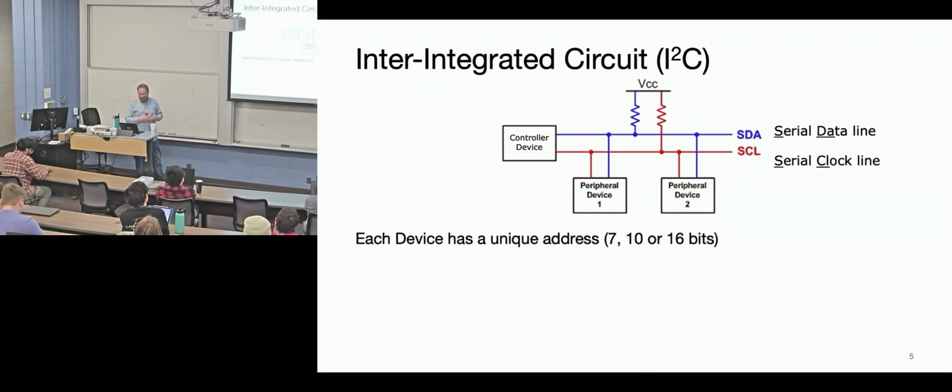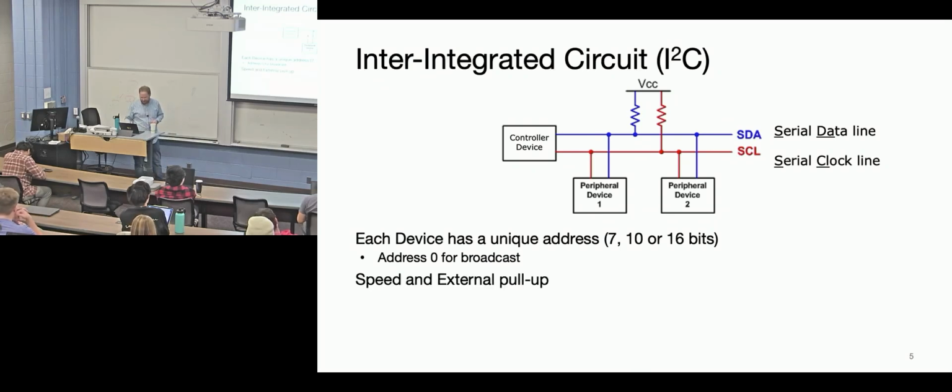So these have unique addresses of 7, 10, or 16 bits. Again, look at your data sheet. You'll find out which one your peripheral requires. Address 0 is for broadcasting. It could be the case where you have multiple peripherals that have the same protocol and you want to talk to them all at once. That's possible. You have to look at your data sheet.